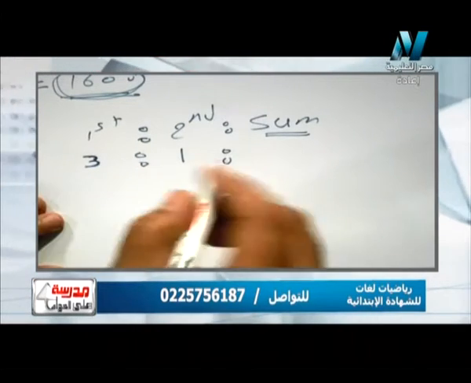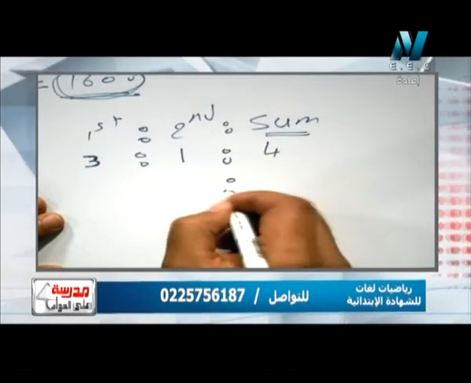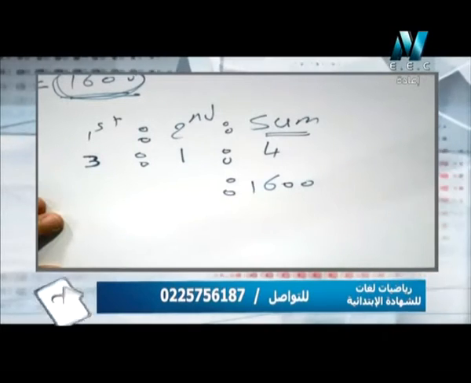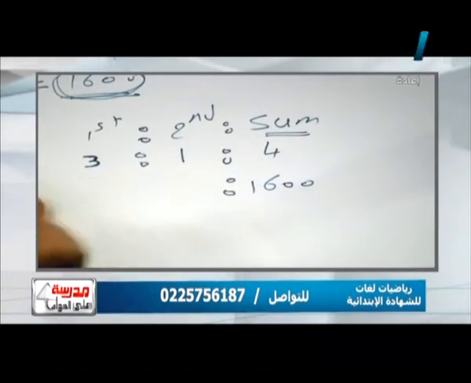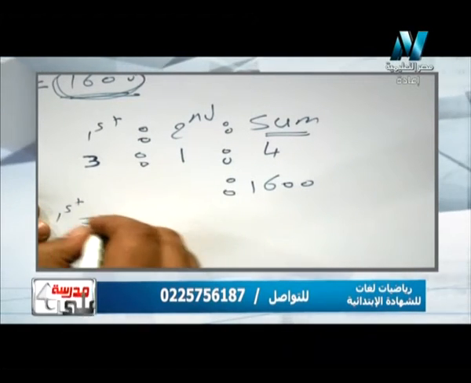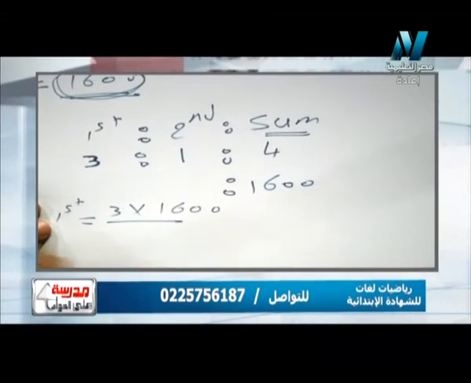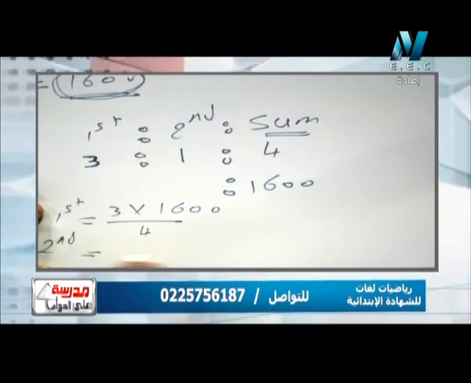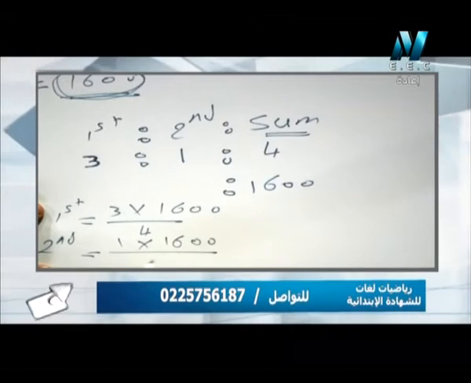3 plus 1 equals 4. Just write 1,600. In the same way, we use the same rule, cross multiply, to get the share of the first. First equals 3 times 1,600 over 4. And the second, in the same way, equals 1 times 1,600 over 4.